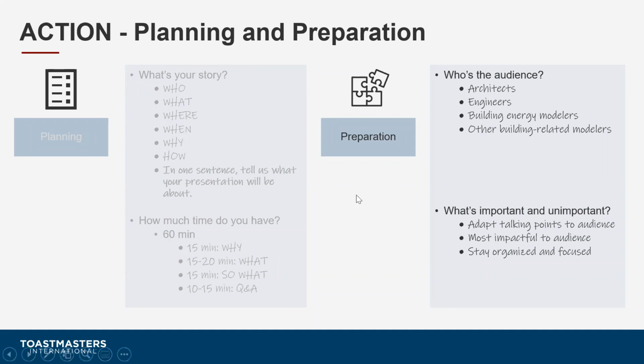You also want to focus on what's important. So you want to adapt your talking points to the audience. If you are a graduate student, for instance, giving your thesis defense, that's a whole different audience than someone attending a conference. You also want to focus on what's most impactful for the audience. So if you're giving a thesis defense again, maybe your impact is to show that you've become an expert in this area and that you deserve to go to the next step.